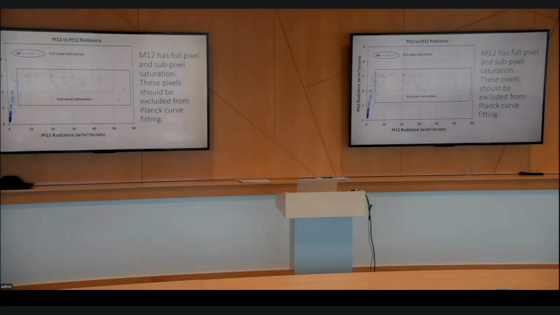We look at the M12 radiance, and again, we're looking for full pixel saturation and subpixel saturation. And we've got both of them in here. You can see this is very linear starting out, but then it starts to bend over. And so these are pixels that have subpixel saturation, and up here is full pixel saturation.